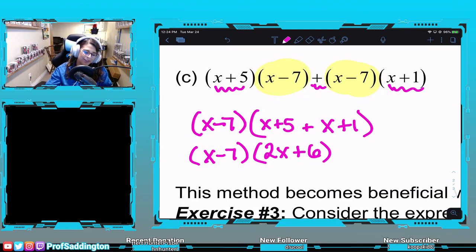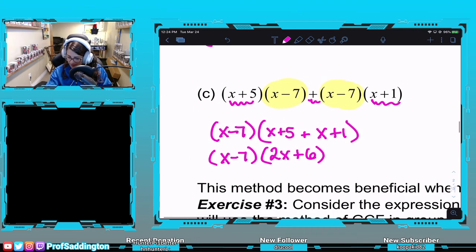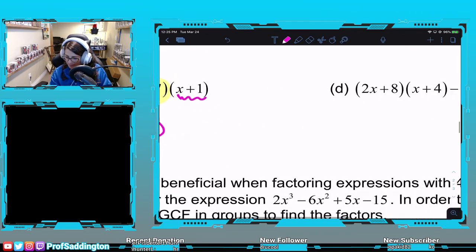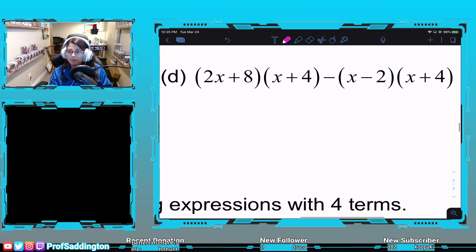I love factor by grouping. Just like calming, enjoyable. Like solving a Sudoku. Maybe a little nicer than solving a Sudoku. Sometimes those make my brain hurt. And again, let me know in the chat if I'm going too fast. Just tell me to slow down. It's not a big deal. Because I get excited, as you know.